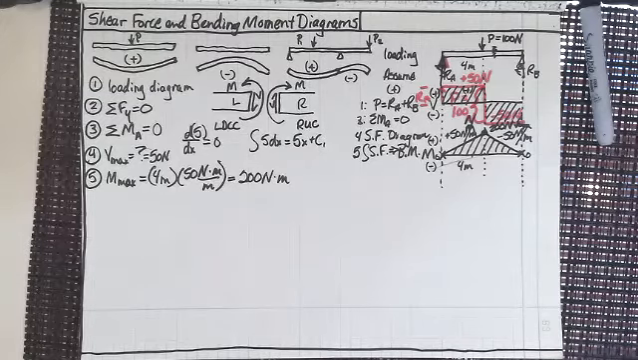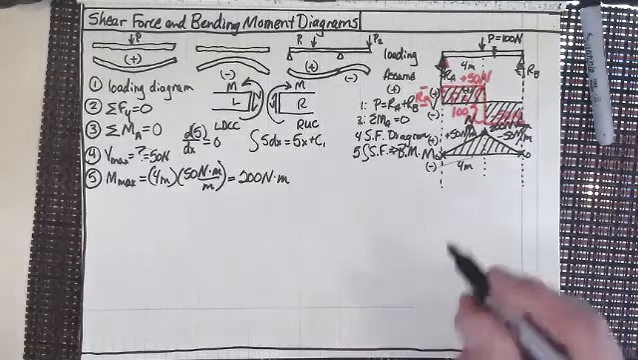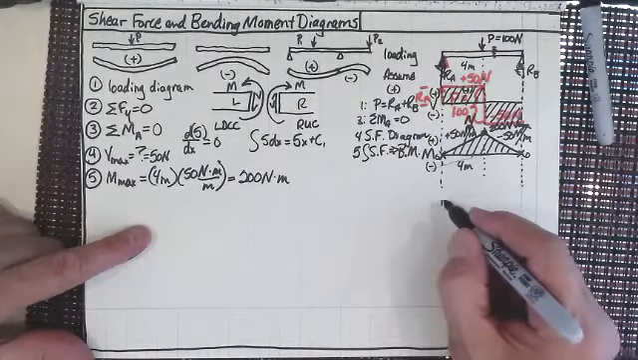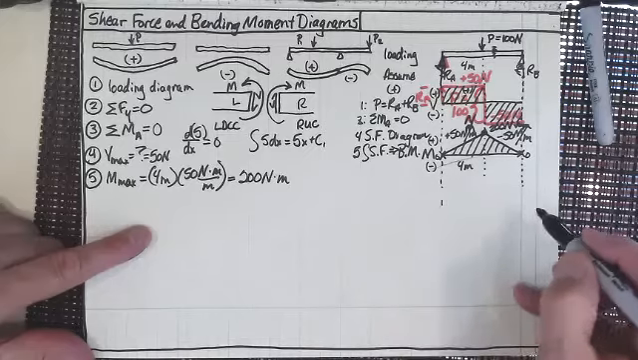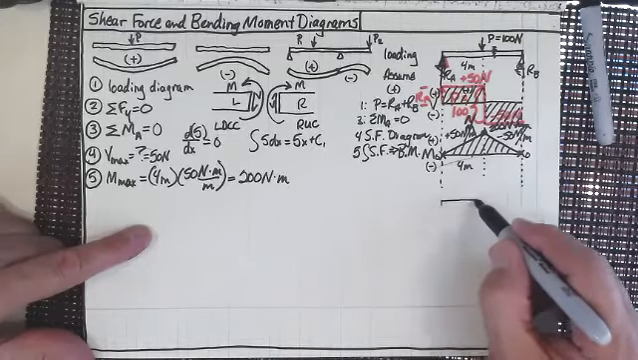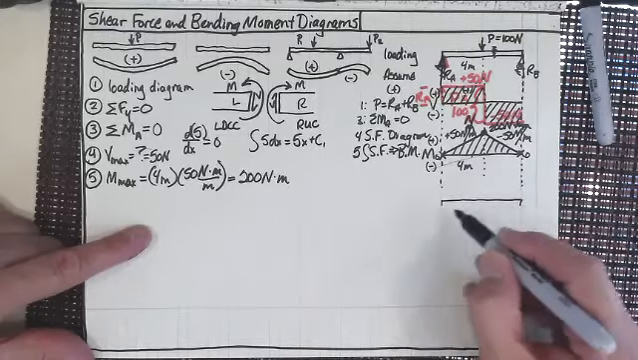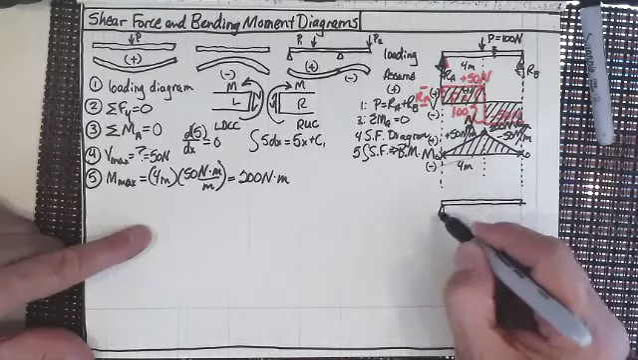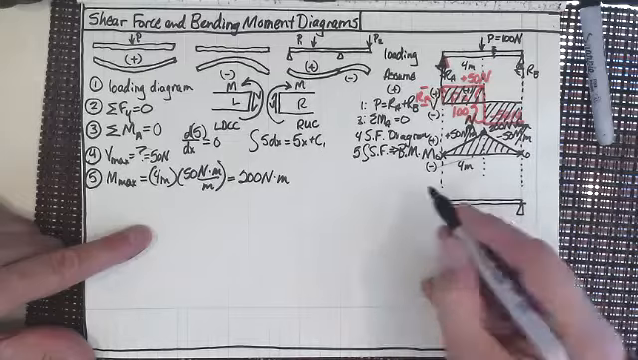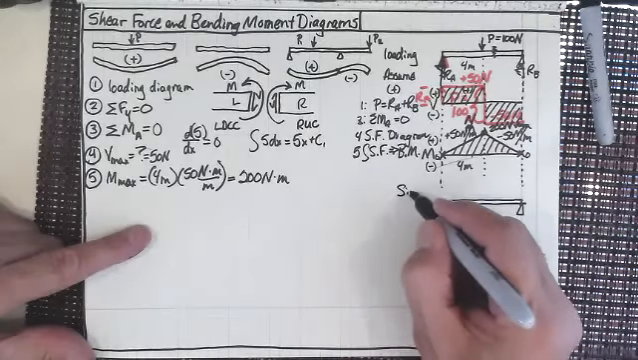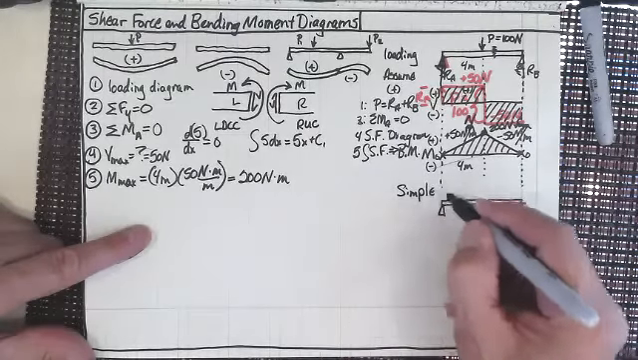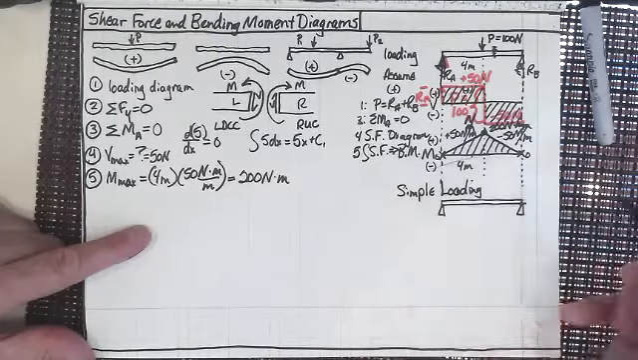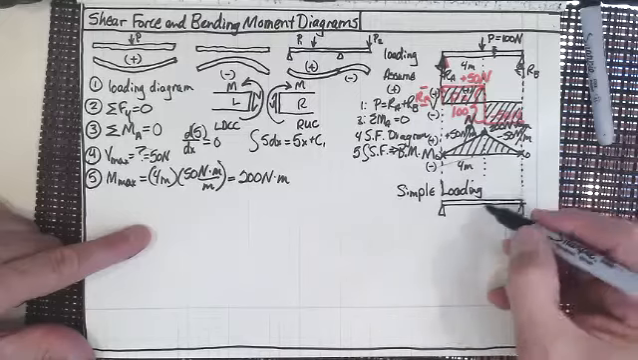Now we've got 3 different types of beams that we're going to be looking at over the course of the semester. I don't know if we're going to look at these all today, but I want to introduce the 3 different types of loading that we can have on a beam. And of course, the first one is simple loading. Simple loading is a simple beam.